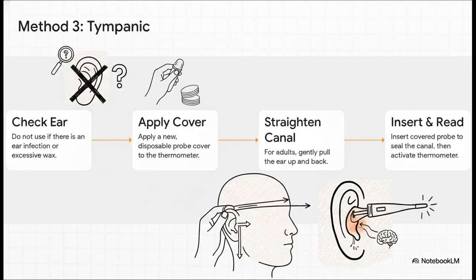Okay, method number 3, tympanic, or in the ear. This one is super fast and actually really accurate, but there's a trick to it. To get an accurate reading, you have to straighten out the ear canal. For an adult, you'll gently pull the top of the ear up and back. That little move creates a straight shot for the sensor to the eardrum. Then you just insert it till it seals, press the button, and you're done in a second.